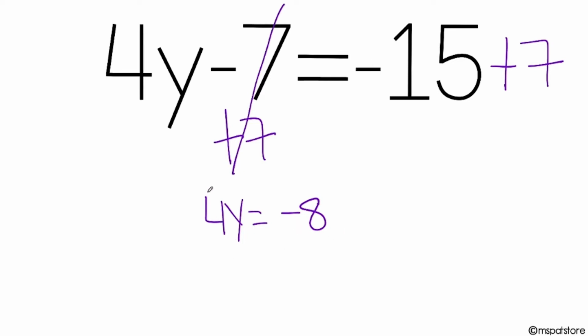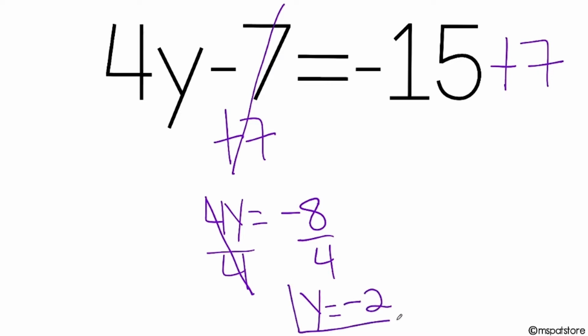Now I need to cancel this 4, which is multiplying my variable. And the inverse operation of multiplication is division. So I need to divide by 4 on both sides. Now I'm ready to cancel this out. So my answer will be y equals negative 2, because 8 divided by 4 is 2, and as they have different signs, my answer will be negative.